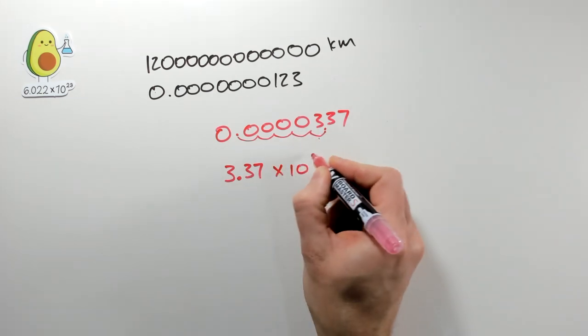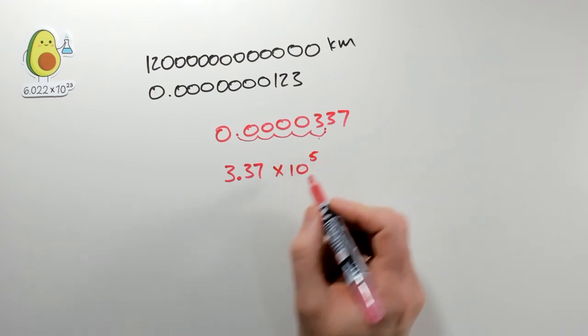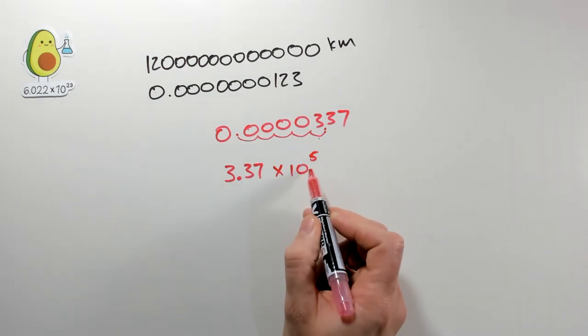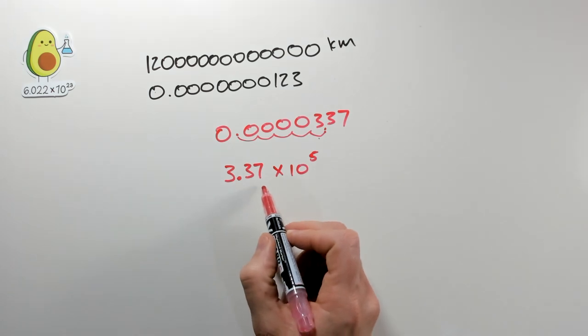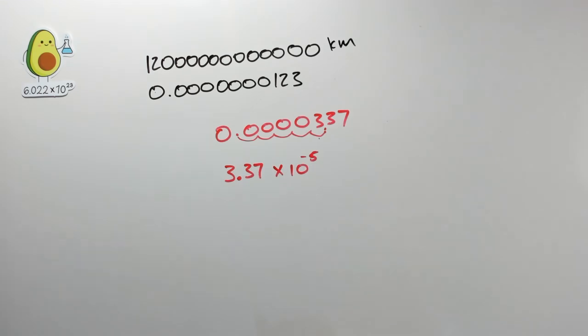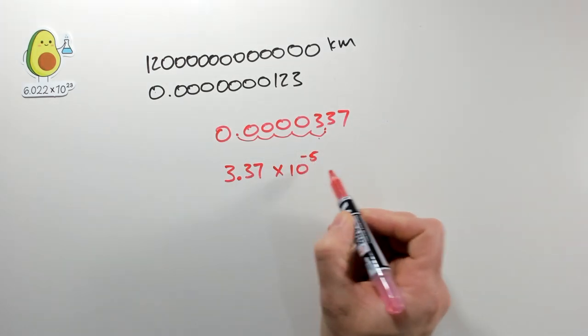So it's times 10 to the power of 5, but not 5, because if I multiplied this 3 times 10 to the power of 5, I'm going to get a very, very big number. So I'm basically dividing this by 100,000. So I have to make the power negative.